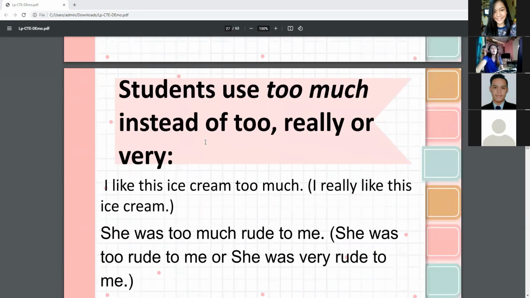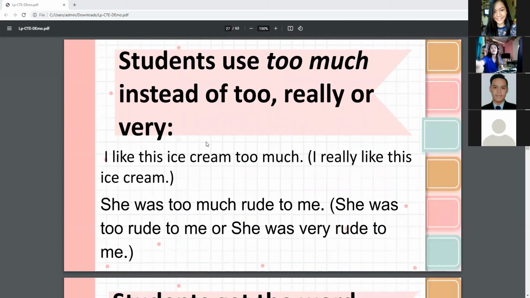Next, will you please read, Russell? Okay, ma'am. Students use too much instead of too, really or very. I like this ice cream too much. She was too much rude to me. Okay. So some students use too much instead of just too, really, or very. For the first example, I like this ice cream too much. So it should be, I really like this ice cream.